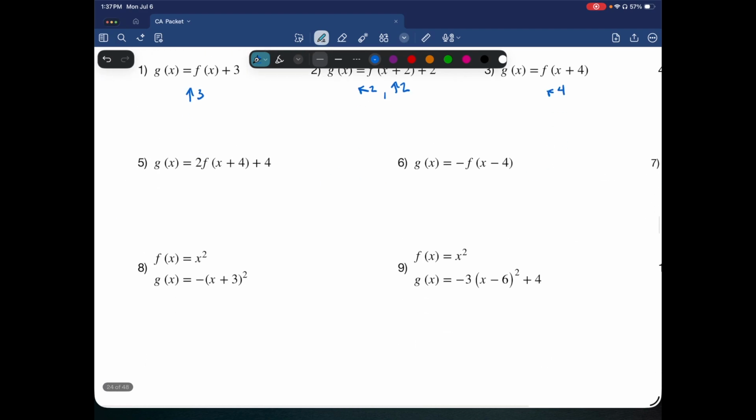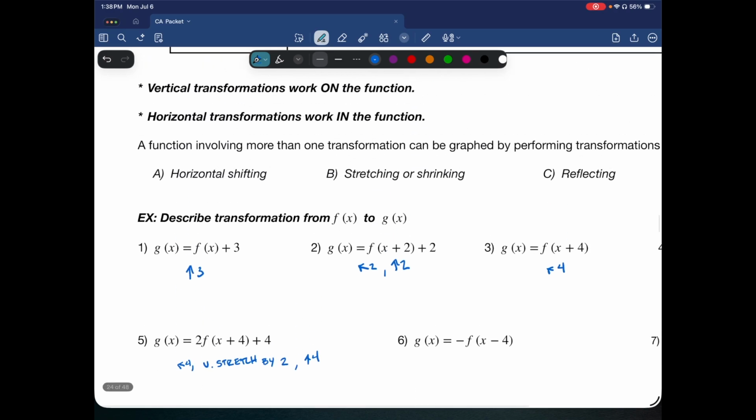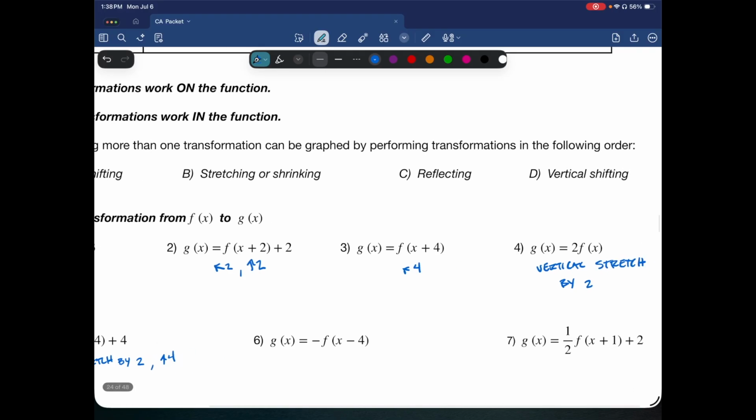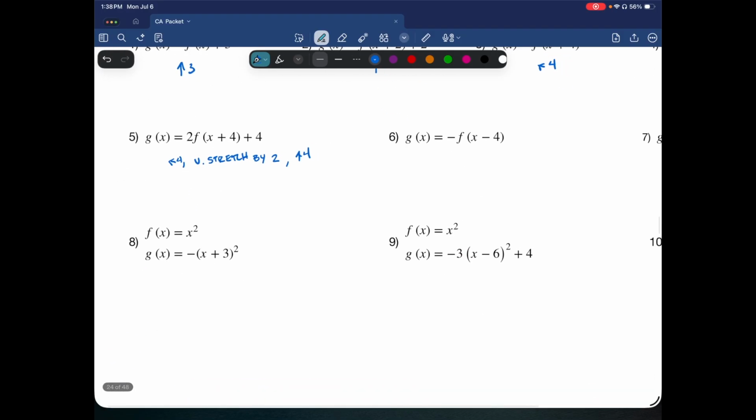So on this one, we got multiple things going on. We have a 2 on the outside multiplying by the original function. We got 4 on the inside of the function and plus 4 on the outside. So we are left 4. We are a vertical stretch by 2. And then up 4. And I follow the order of what I set up here. You want to do the horizontal shifting first, stretching or shrinking, reflecting, and then vertical shifting. So that's the order I was following.